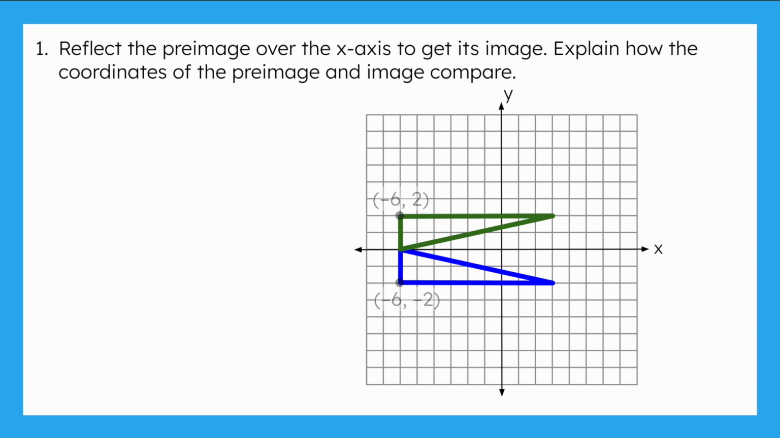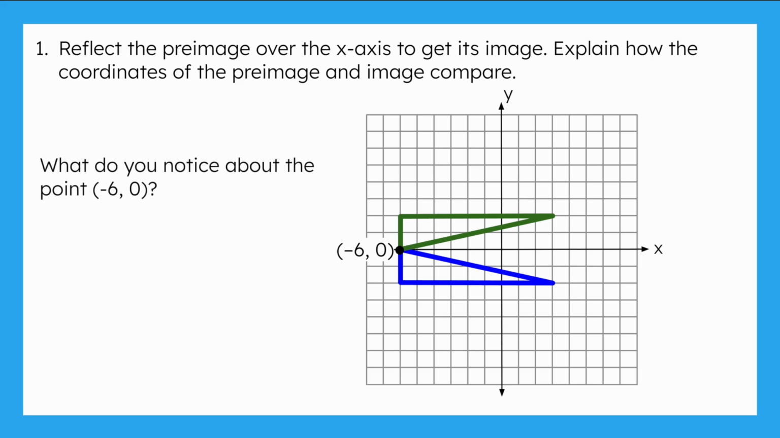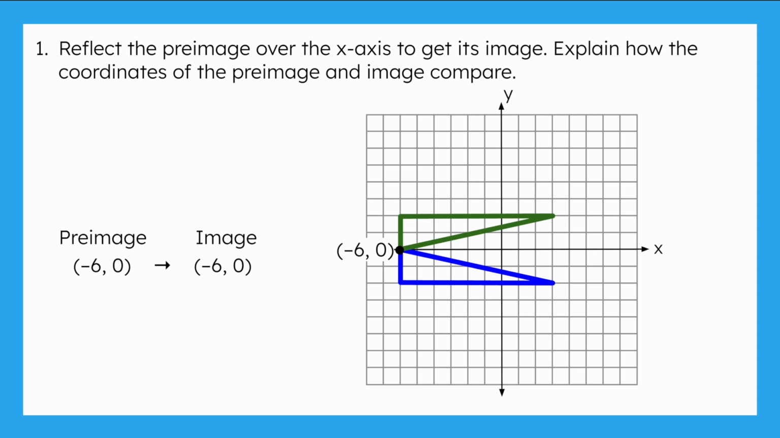Let's check this point too. What do you notice about the point -6, 0? Maybe you said it's on the line of reflection, or that it's the same on the pre-image and image. It looks like it didn't move. All of these observations are correct. But does it still follow our pattern?